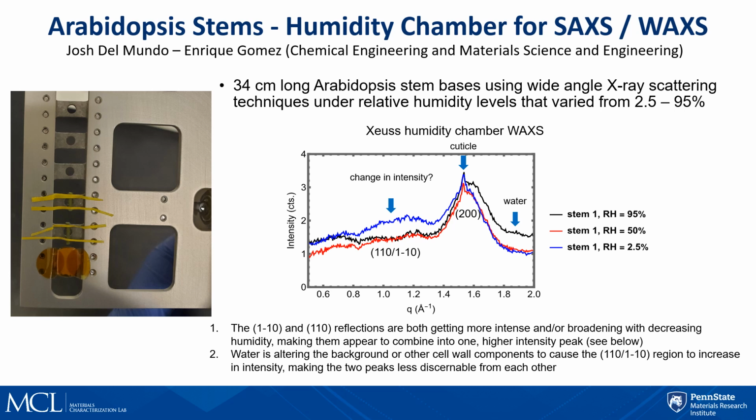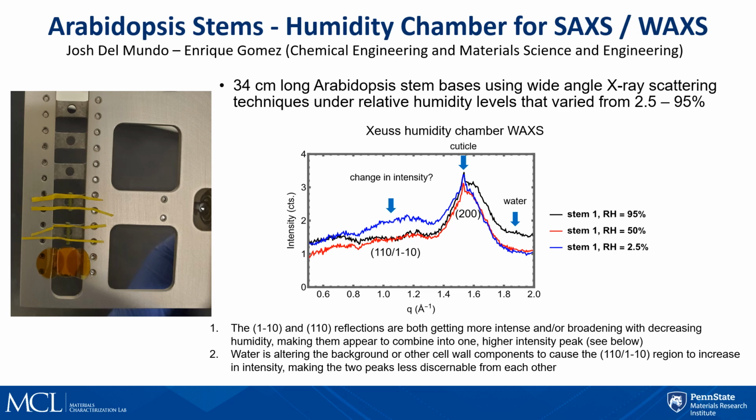So they found that both reflections of the cellulose crystallinity were more intense and broadening with decreasing humidity, making them appear to combine into one peak for higher intensity values. The water is altering the background of the other cellular wall components to cause the 1-1-0 and the 1-1-0 region to increase in intensity, making the two peaks less discernible from each other.